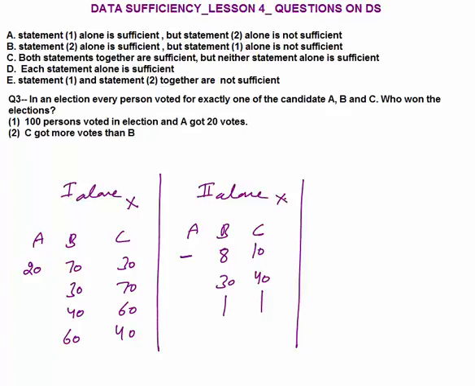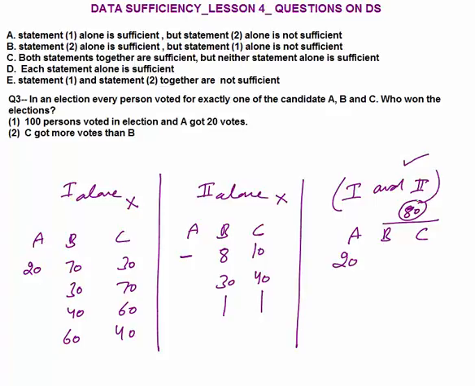This is not sufficient. So when 1 alone is not sufficient and 2 alone is not sufficient, we will combine, and we will assume that both statements are true, and then try to find whether they are sufficient to answer the question or not. So A, B and C. From the first, A got 20 votes, and the total is 100. So B plus C would be 80.